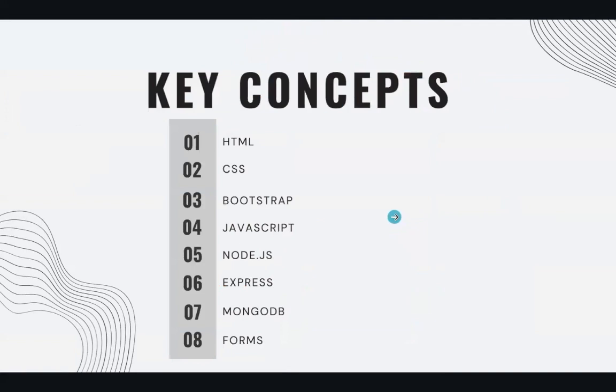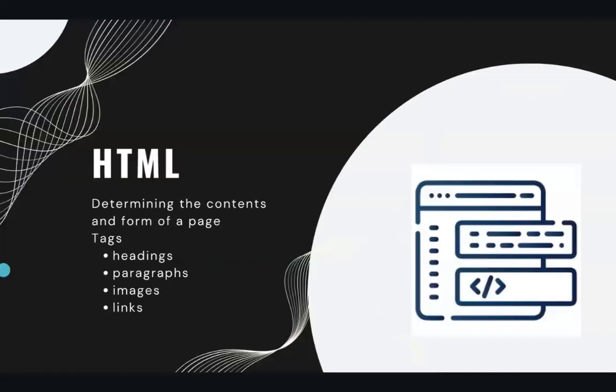Now let's talk about the key concepts we've learned, including HTML, CSS, Bootstrap, JavaScript, Node.js, Express, MongoDB, and forms. For starters, as a web development class, the very first thing we learn is to create static web pages, which mainly use HTML and CSS.